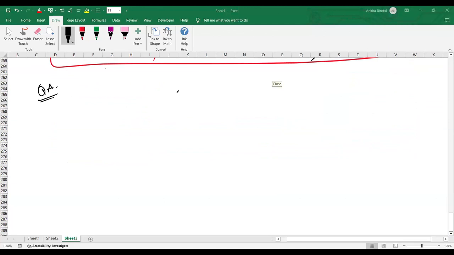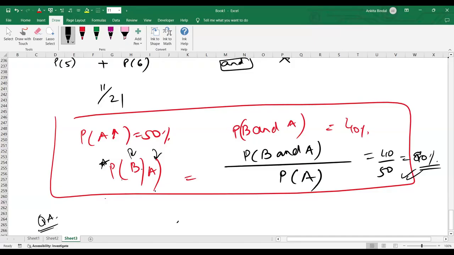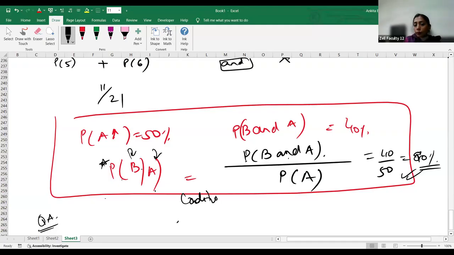Ma'am, can you explain it again? Yes, definitely. Tell me, are you comfortable with the formula? Yes. Probability of B given A is probability of A and B, you can write it as A and B or B and A, it doesn't matter, divided by probability of A. This is your formula for conditional probability. So you have the probability of A and B and you have the probability of A. So just input this, 40% divided by 50%, so you will get 80%.